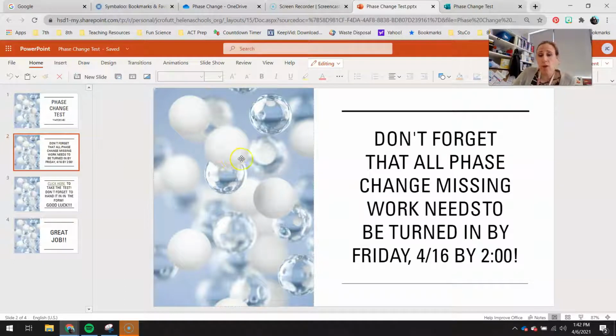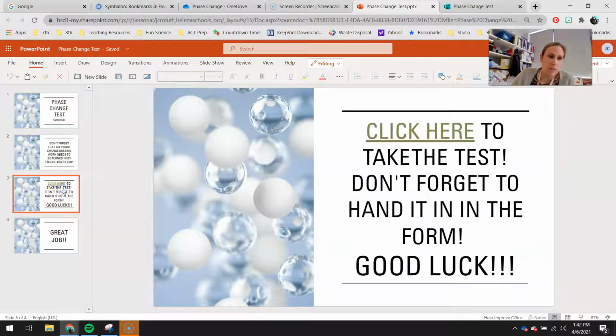So don't forget that all of your phase change missing work needs to be turned in by this Friday at 2 p.m. So in order to get credit for it, you need to have it in by 2 o'clock. That's basically the end of the day plus 20 minutes Friday, or the end of this week. Okay, all right, let's move on to the test.